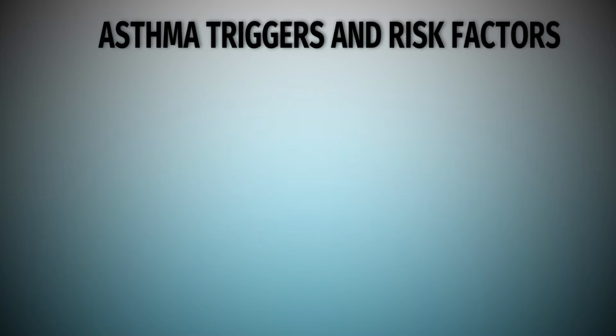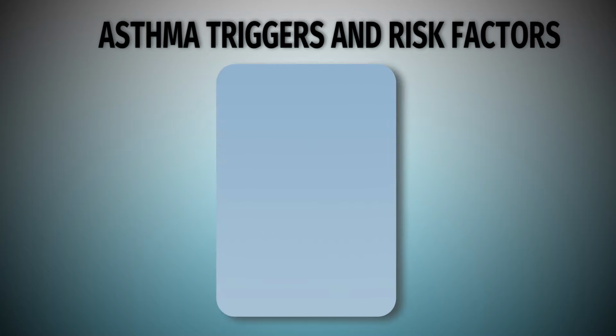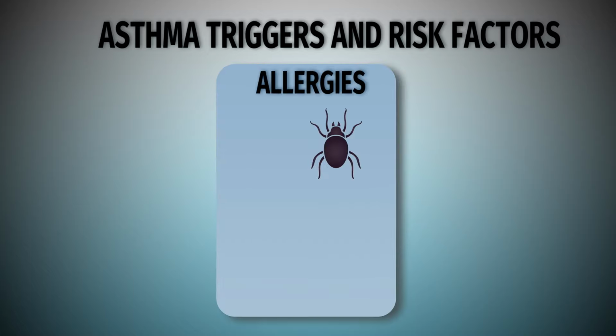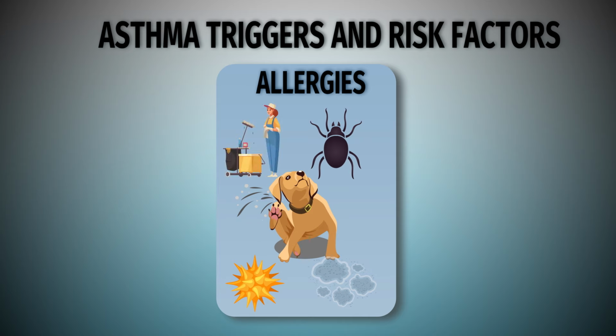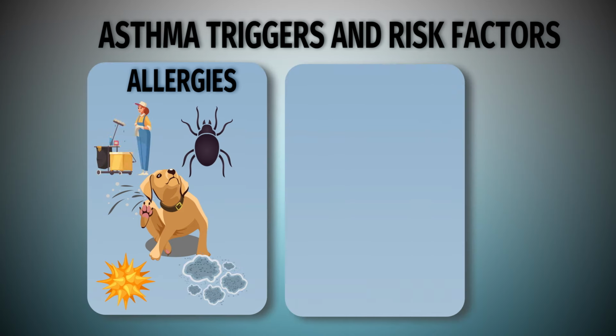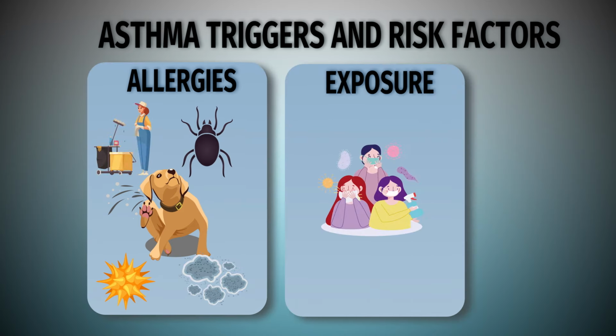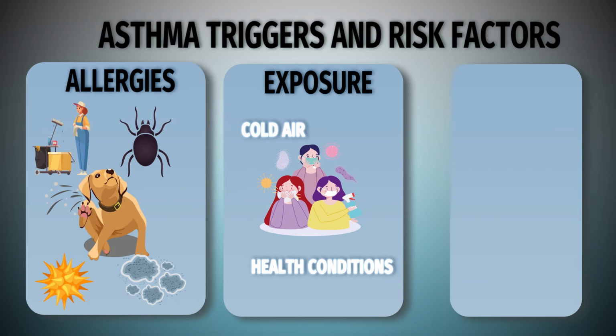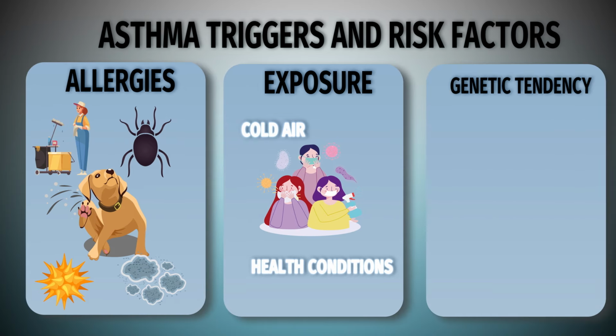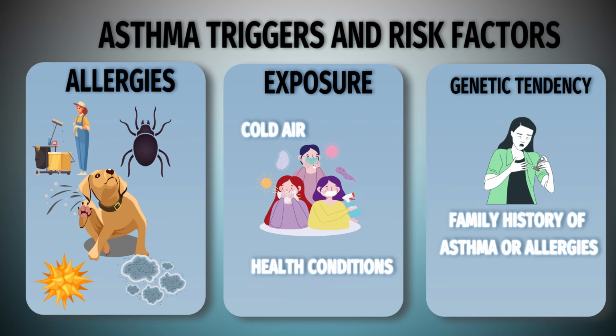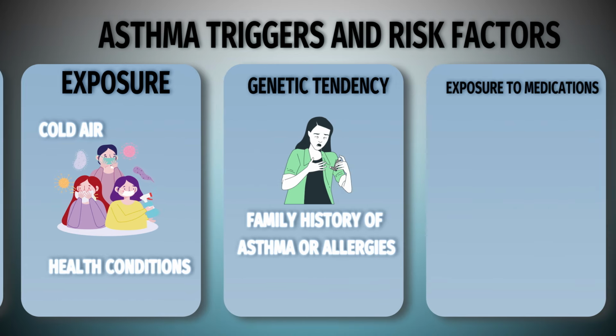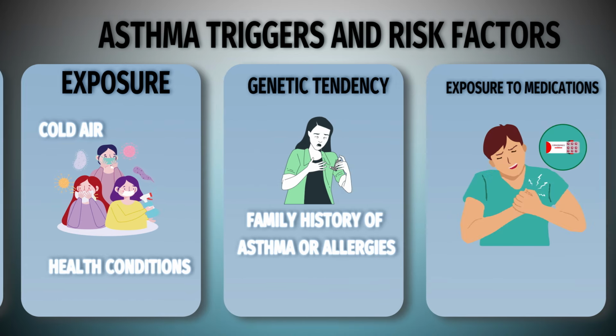Possible extrinsic triggers that can provoke an asthma attack include allergies to substances such as dust mites, pet dander, pollen, floor dust, and mold. Intrinsic asthma may be caused by exposure to viral infections, cold air, and underlying health conditions like gastroesophageal reflux disease, GERD. Other risk factors include genetic tendency, such as a family history of asthma or allergies. Exposure to medications such as beta blockers and NSAIDs may also trigger an asthma attack.